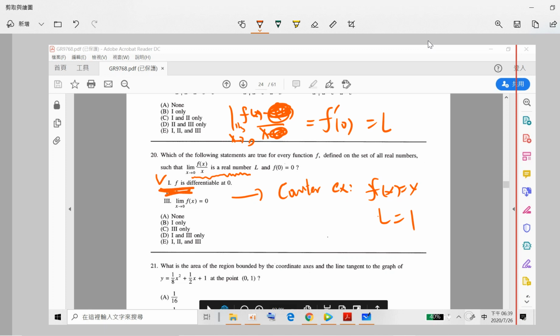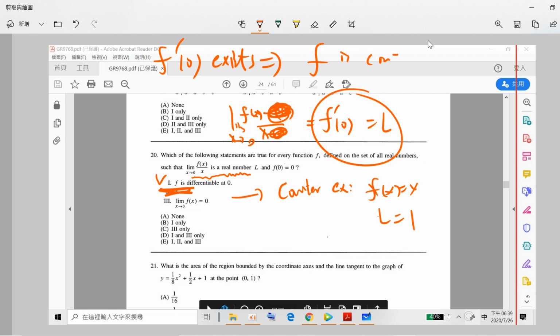And the third one, the limit as x goes to 0 of f of x is 0. This is okay because we know that f prime of 0 exists, so that means f is continuous at x equals 0. So when x approaches 0, the limit of f of x must be 0. So the answer is the first one and the third one. So we choose D.